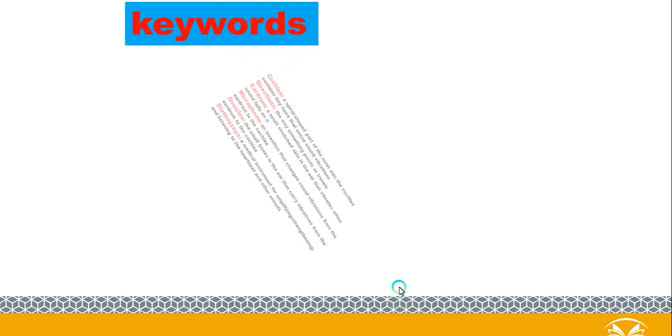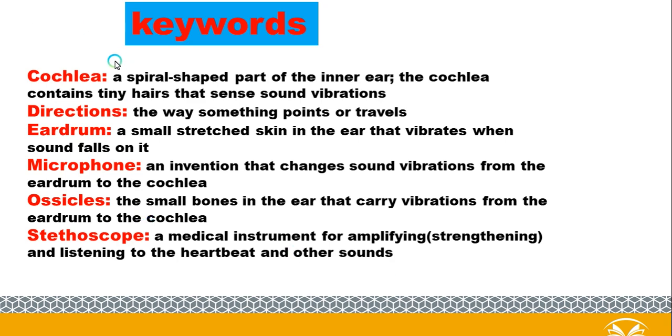So let's go to the keywords. We have cochlea. The cochlea is a spiral shaped part of the inner ear. The cochlea contains tiny ears that sense sound vibration. So the cochlea is inside your ears. Directions, the way something points or travels. Eardrum, a small stretched skin in the ear that vibrates when sound falls on it. Microphone, an invention that changes sound vibration.